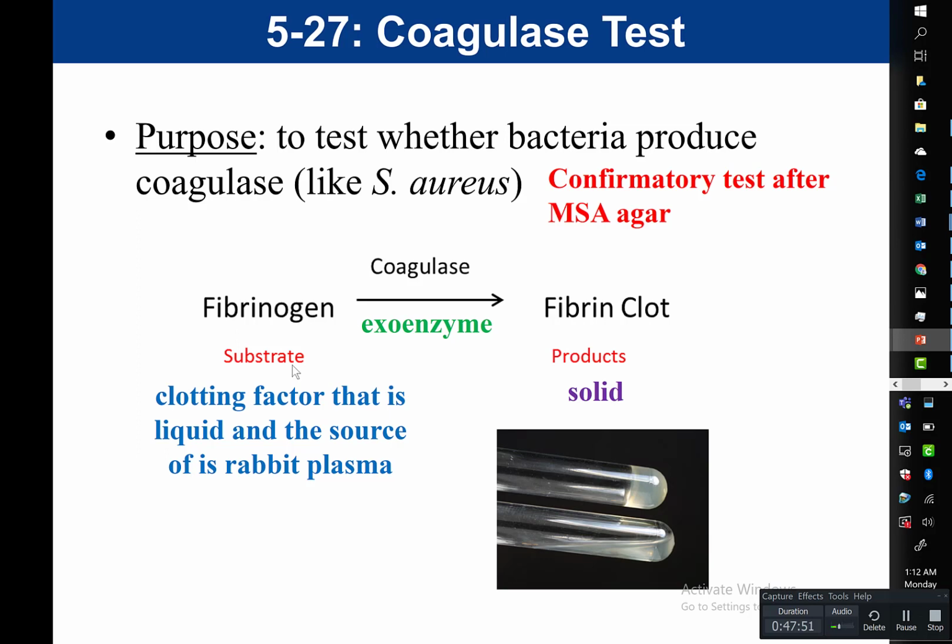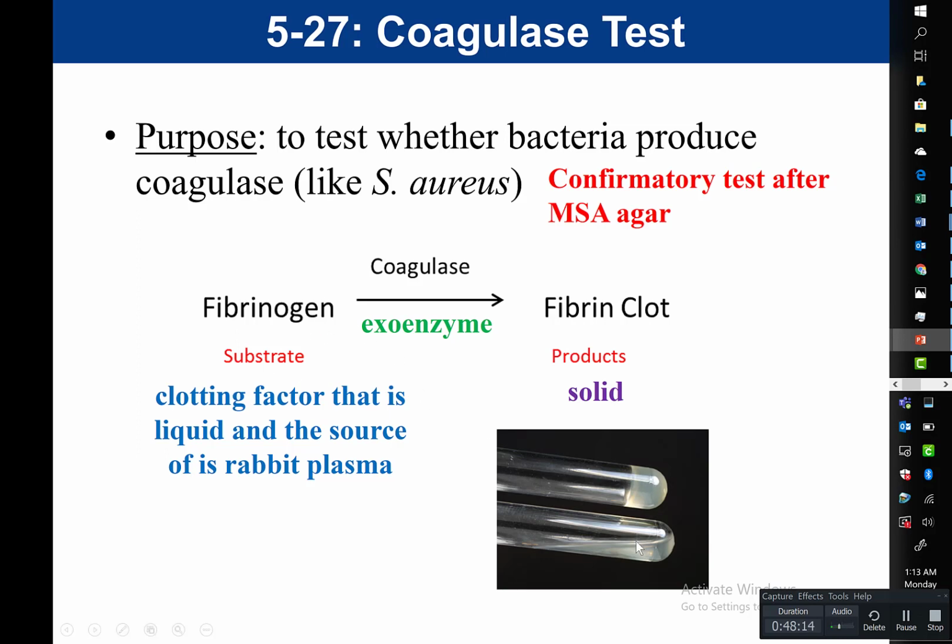And so again, what is our source of fibrinogen in our experiment? Well, our media that we're using in this case is going to be our rabbit plasma. And that rabbit plasma contains the fibrinogen. And so if the bacteria is positive for coagulase, it's going to take that fibrinogen and produce this fibrin clot, which is going to be a solid.